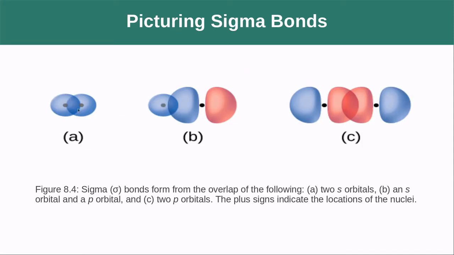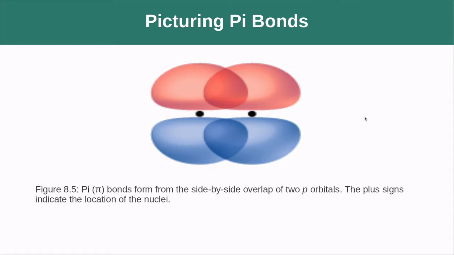Here we can picture some sigma bonds from two s orbitals. Here's an s orbital with a p orbital, and here is it with two p orbitals. Pi bonds occur when we have the other two p orbitals, because remember those are at 90 degrees from each other, and they have a side-by-side interaction. So you're going to have this one, and then if you imagine this turned 90 degrees along the internuclear axis, there could be another interaction leading to a triple bond.